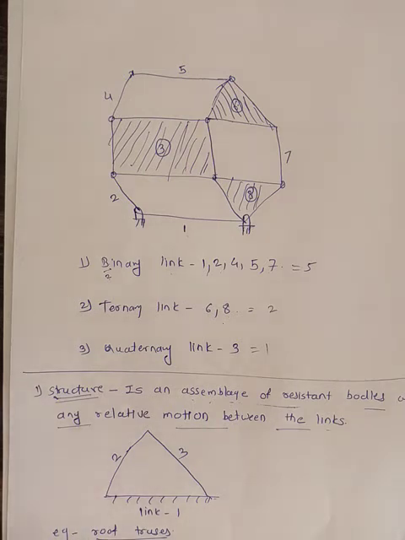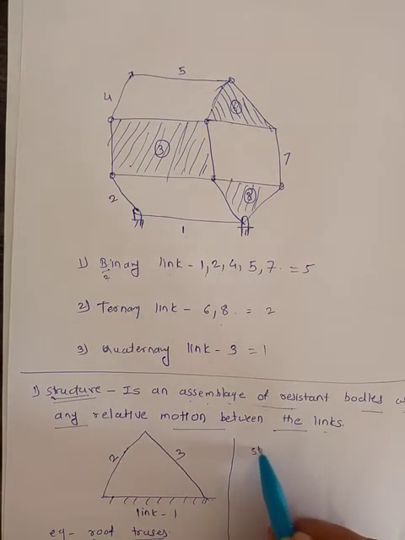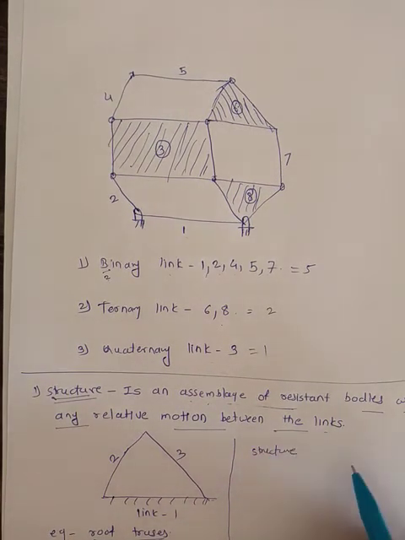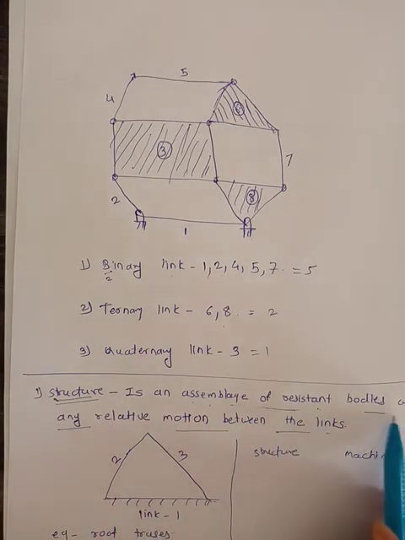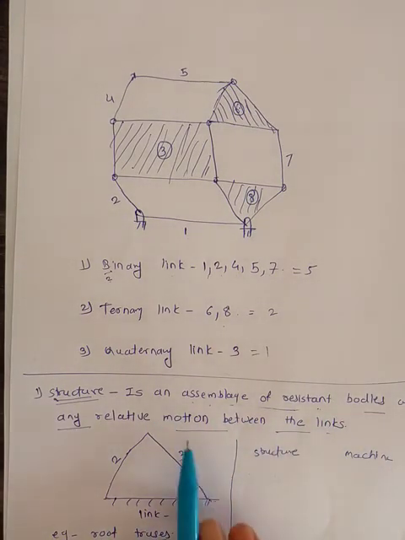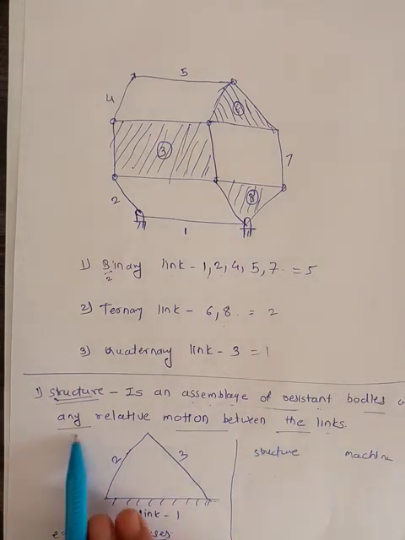Okay, then the difference between the structure and the machine. A structure is an assembly of resistant bodies without any relative motion between the links. This is called the structure, and the machine is an assembly of resistant bodies with relative motion between the links.